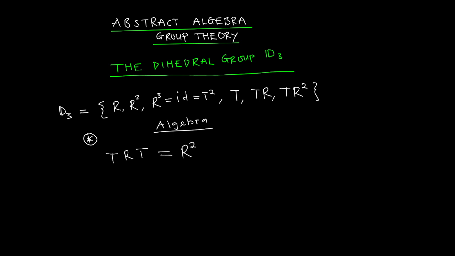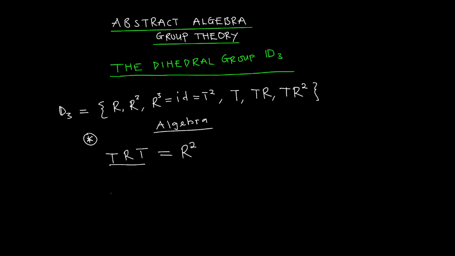So what does this mean? Remember the closure property. If you do a composition of any of the elements in the set, it must always give you one of the elements in the set. So if we take T, then we compose it with R, then we compose it with T again, we would get R squared, and you can see R squared is also in the set. This is what we're trying to prove right now. So I'm going to prove this using the techniques that we've developed earlier on in this series.